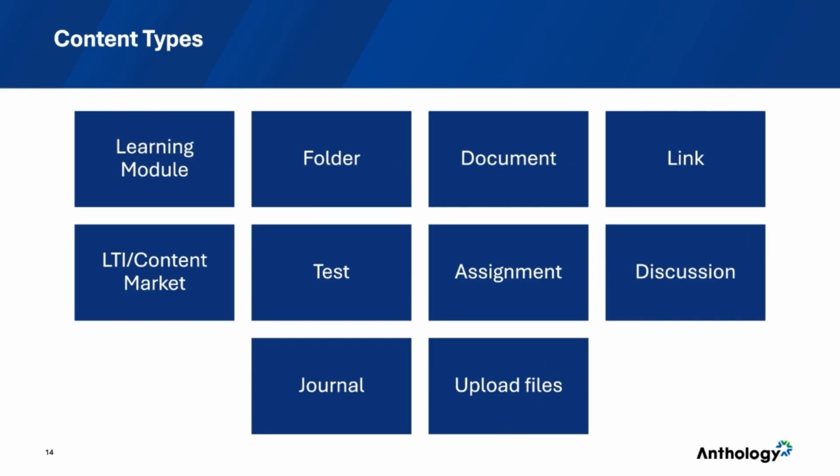So let's check the content types that you'll have available here. You can create different types. You can create native Blackboard items, as I'm showing here, learning modules or folders as containers. And then you can start adding resources. You can add resources through a Blackboard document, or maybe creating a link to external or internal items in your course. You can also connect to LTI or use the content market.